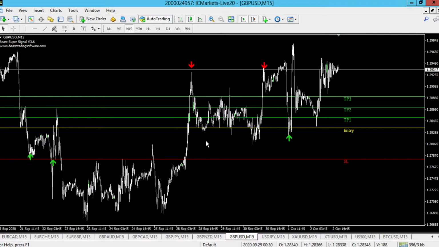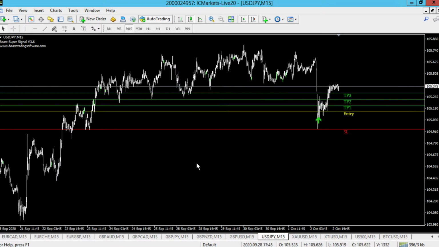Alright, the next pair we have is cable. Looking back into last week, this would have been a win, this would have been a win. Into this week, this would have been a win, this was a win, this was a win. So here across these 5 signals, these are all 100% wins. So another great week trading this pair.